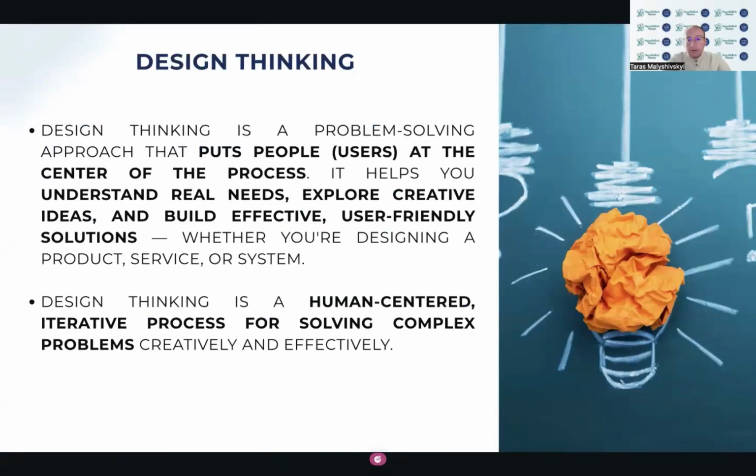Entrepreneurship is, after all, about people, creating value for real human beings. If you forget the human element, even the most advanced product can fail. Design thinking helps us to focus on real needs, study real problems, and generate solutions that truly fit the user.